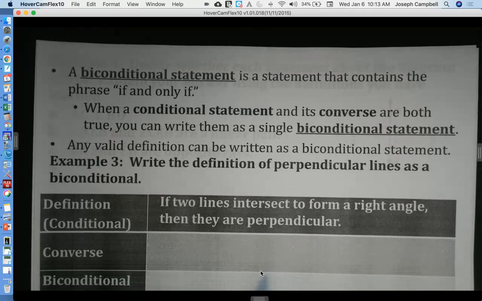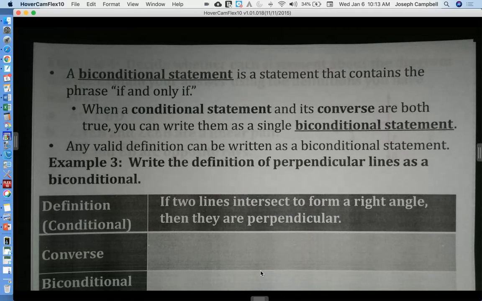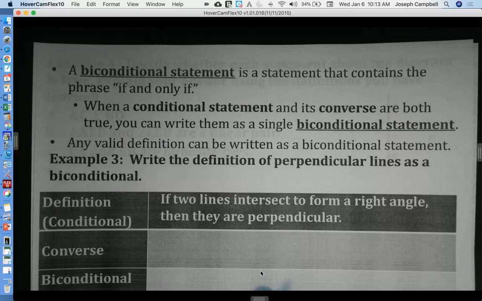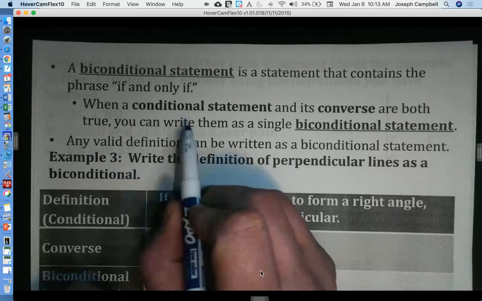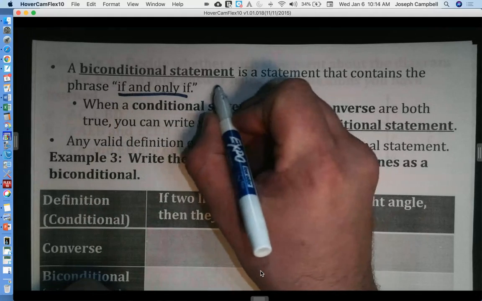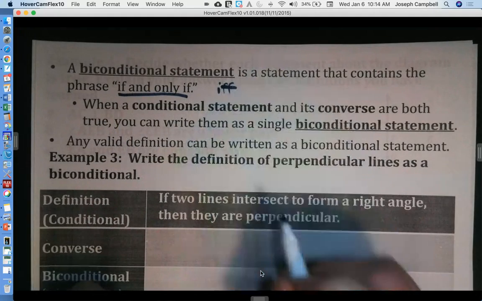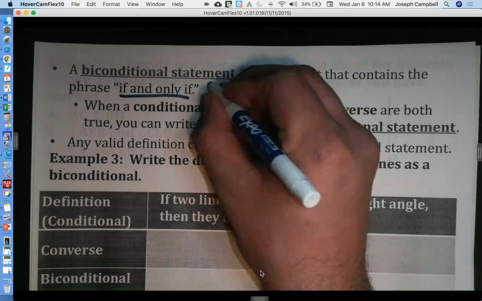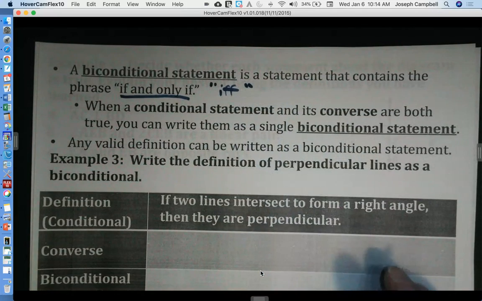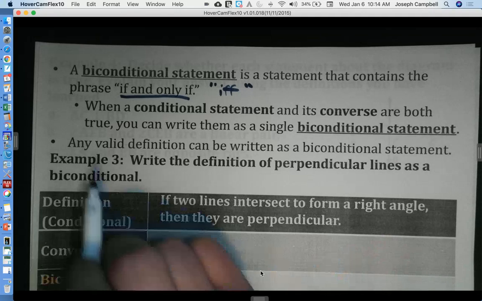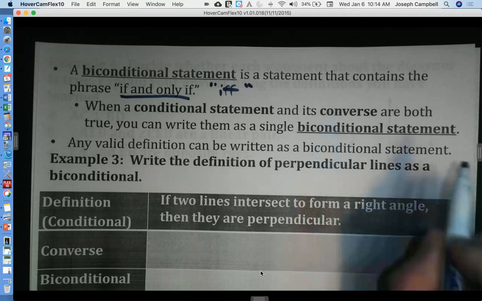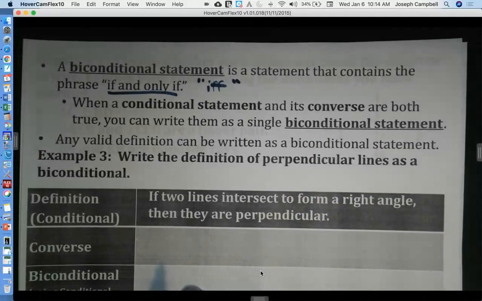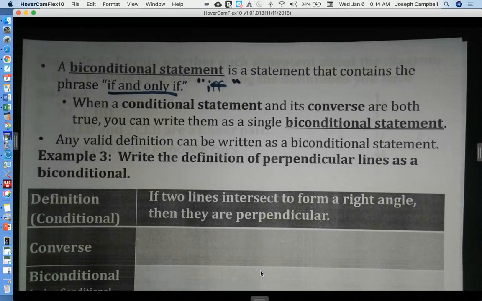All right, so a good definition can be written both in the converse and in the original, and that's what we call a biconditional statement. A statement that contains the phrase if and only if. You might want to abbreviate that using that fancy symbol IFF. It's up to you. When a conditional statement and its converse are both true, we can write that statement as a biconditional statement. Okay? If it's a good definition, it can be written as a biconditional.